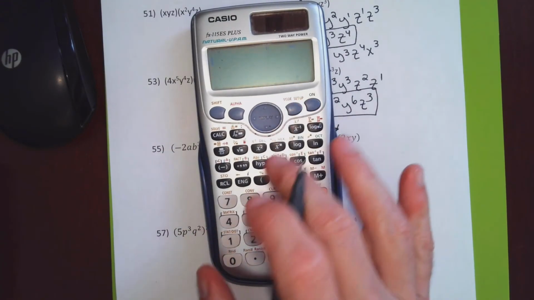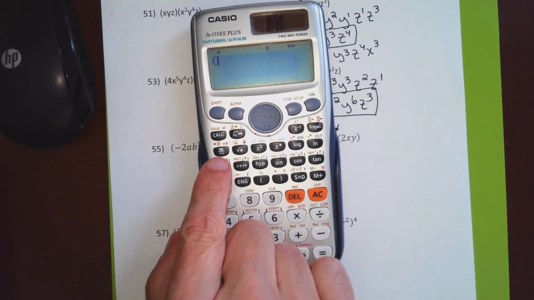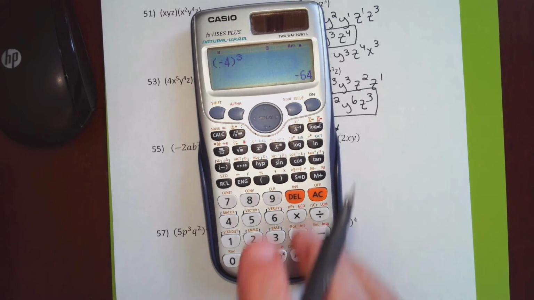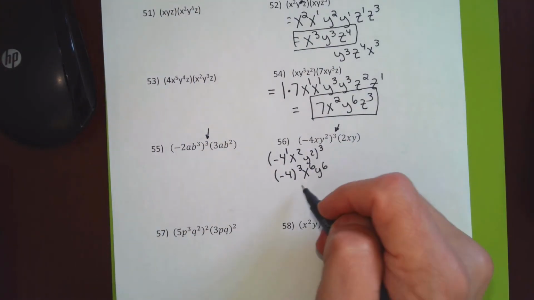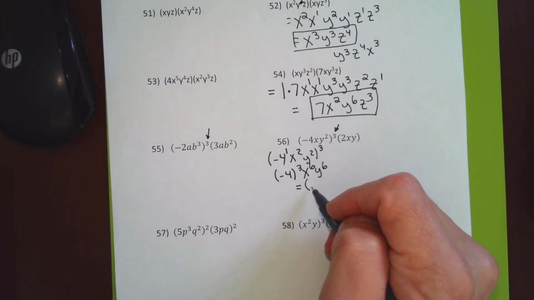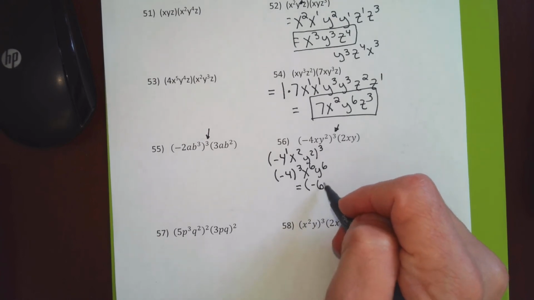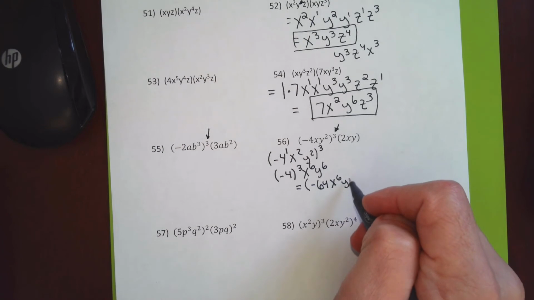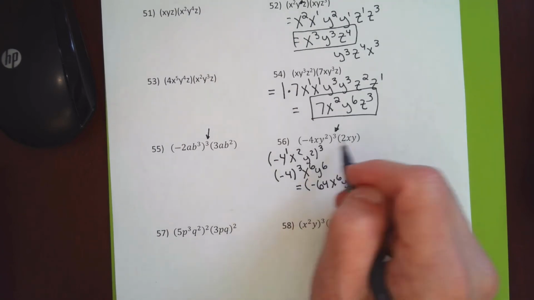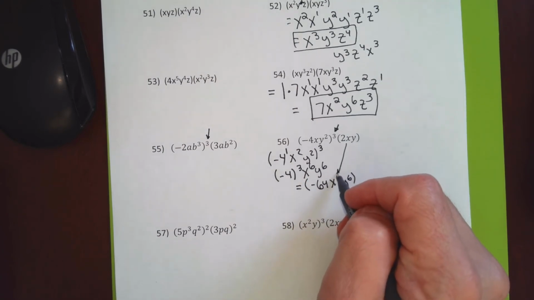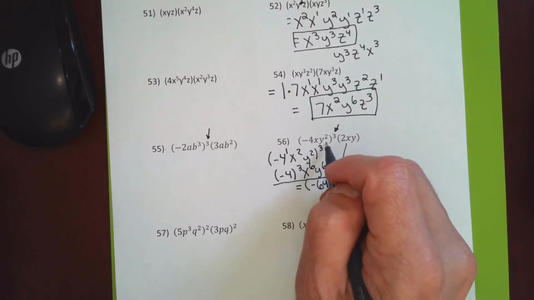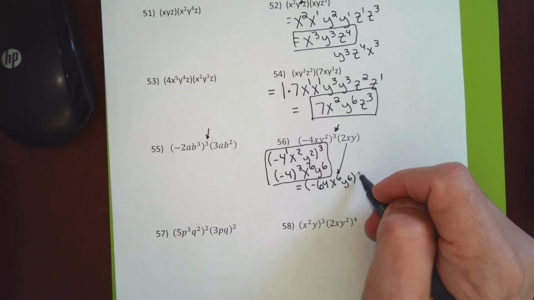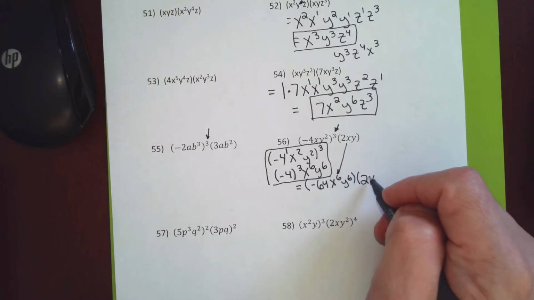The negative 4 cubed part, using the negative in the parentheses, negative 4 cubed is negative 64. So the first parentheses simplifies to negative 64 x to the 6th y to the 6th. I'm writing my first equal sign because this is what actually equals the line above it. This is just some work I did on the side to simplify the parentheses. It doesn't equal the whole line above it because I wasn't writing the 2xy part down.